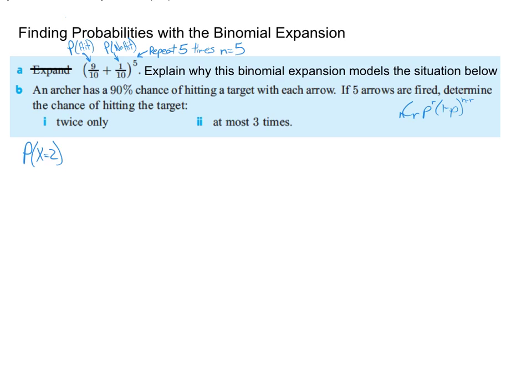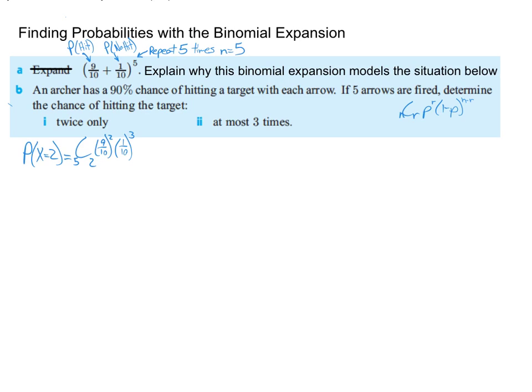So it would be 5 choose 2. Good. Then the probability would be 9 out of 10 raised to the second, because we want it to hit twice. And then it would be 1 minus 9 over 10, raised to the third.